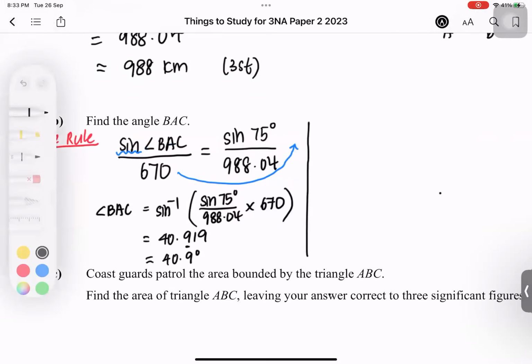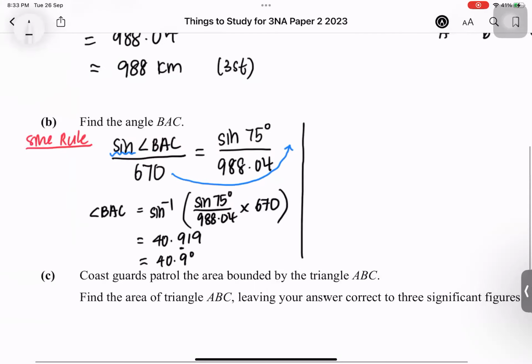Right? So this is for the sine rule method. Maybe some of you have forgotten how to do the sine rule already, right? But later we have one more question after the break. We come back and then we check again, okay?